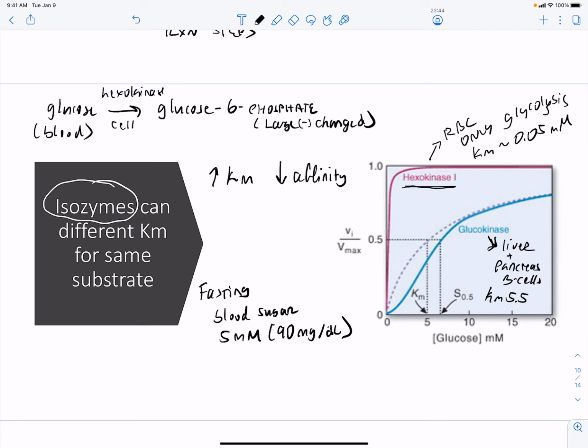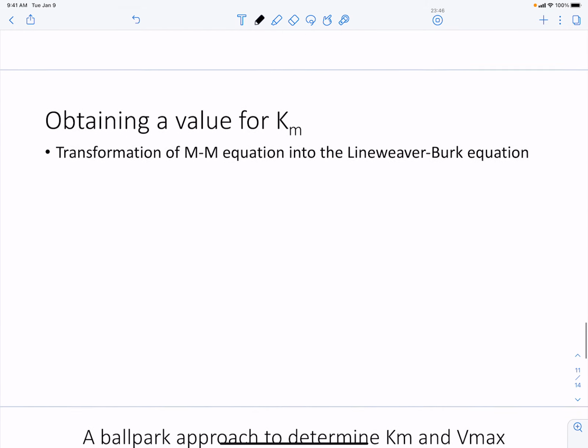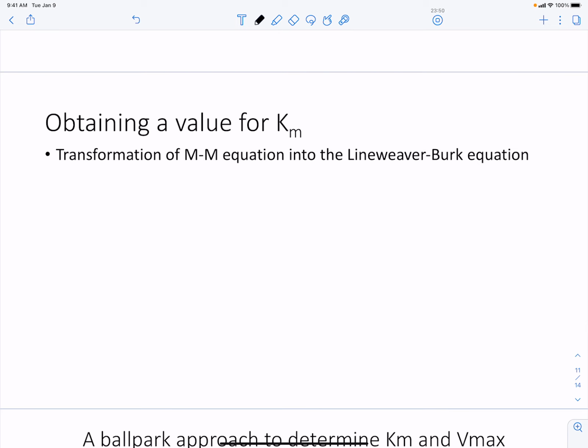All right, so now to make your Michaelis-Menten equation more useful, it was converted into another type of equation called the Lineweaver-Burk equation. And basically, you're going to take the reciprocal of the Michaelis-Menten equation. So you have your velocity, which equals the Vmax times your substrate, over your Km plus your substrate.